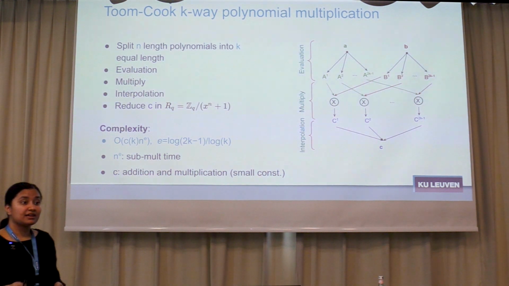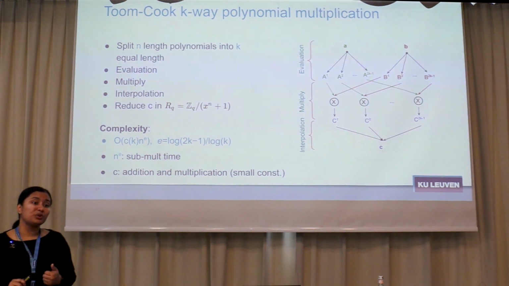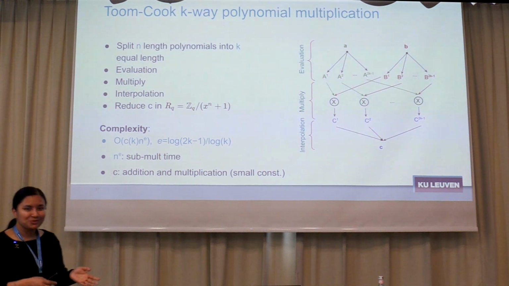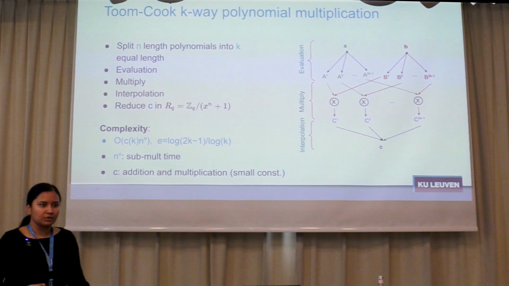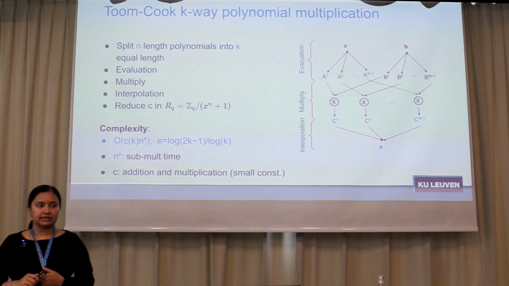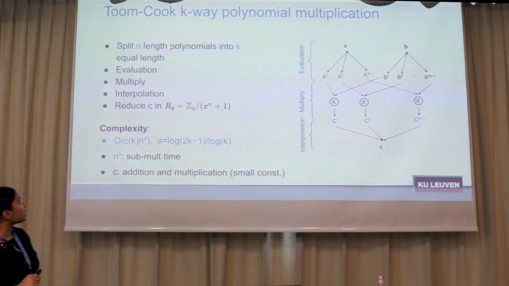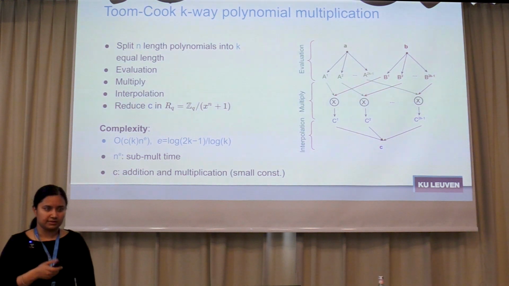And Karatsuba actually is Toom-Cook 2-way multiplication. It is the special case, basically. Although Karatsuba came first, then Toom-Cook came. It's kind of a generalization of the Karatsuba method, and if you use a bigger k, then it improves even more. Your complexity gets lesser and lesser.